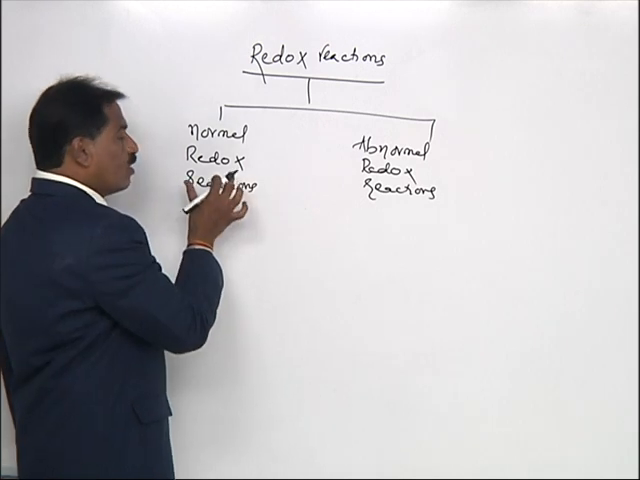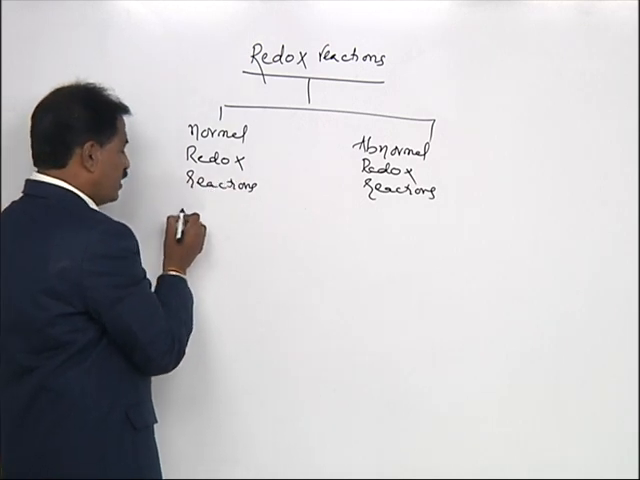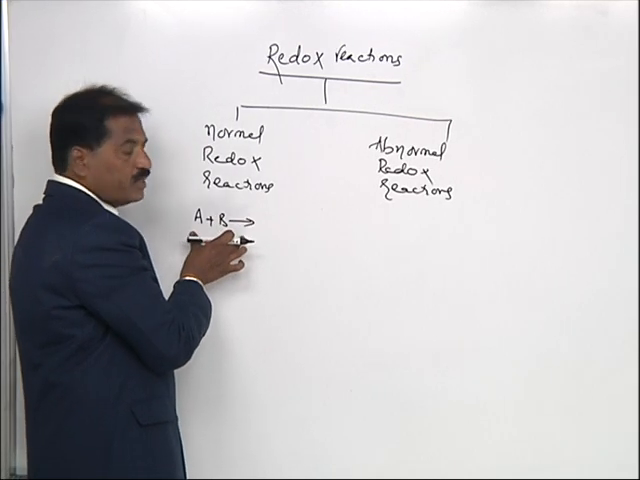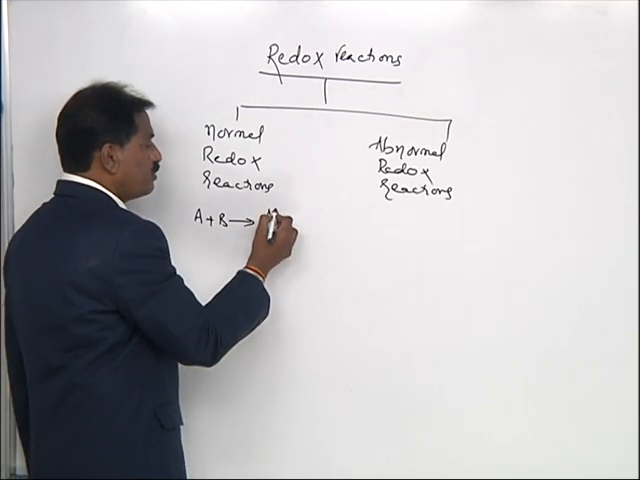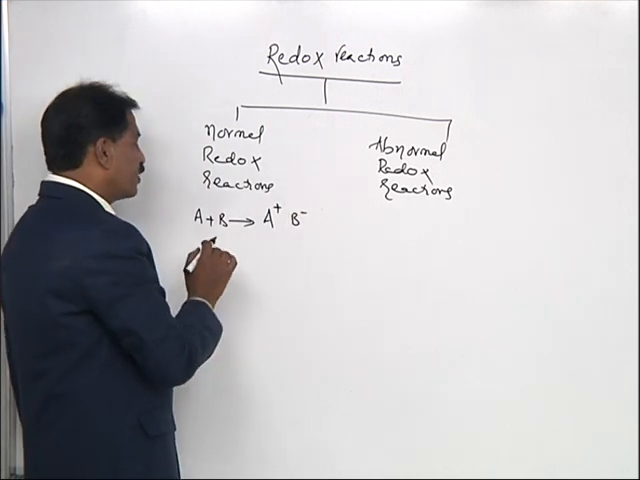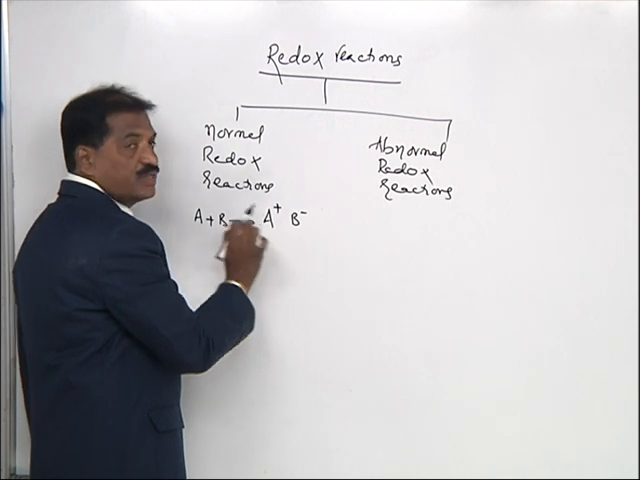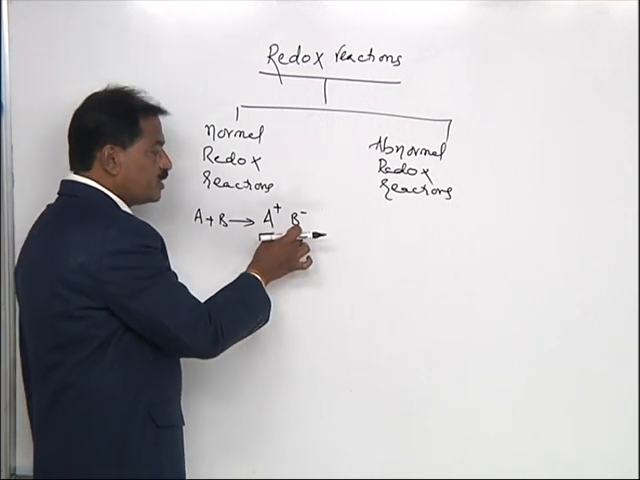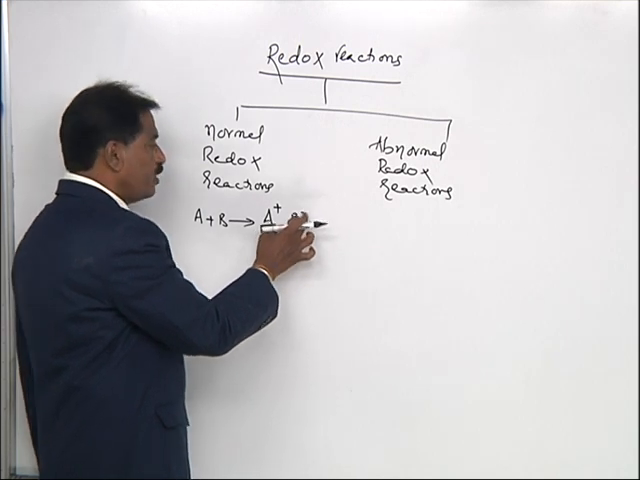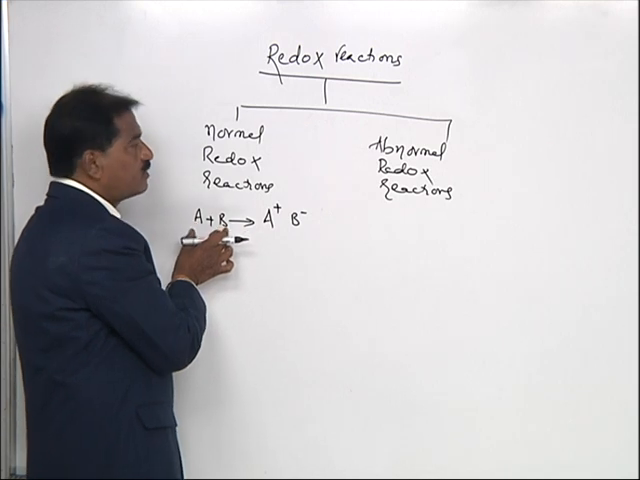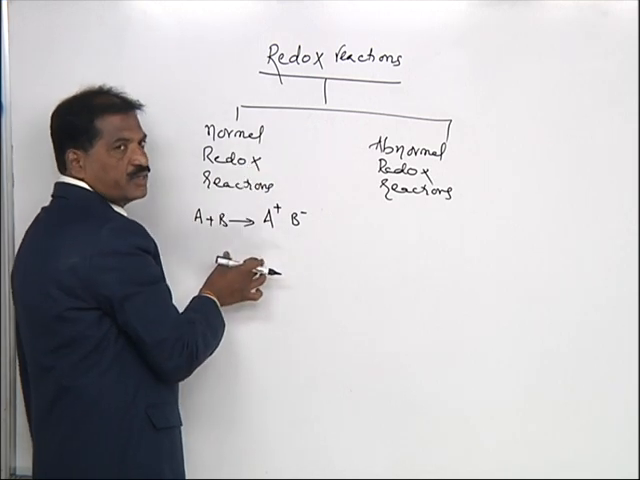Next, in a normal redox reaction, what actually happens? Two different species are participating in the reaction. One species is losing the electrons, the other species is gaining the electrons. That means two different species are exchanging the electrons. One is undergoing oxidation, the totally different species is undergoing reduction. Therefore, any reaction in which two different species exchange the electrons is called normal redox reaction.